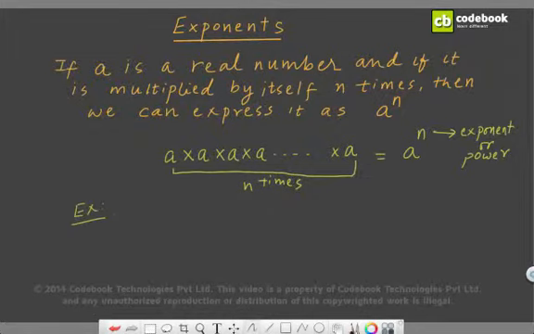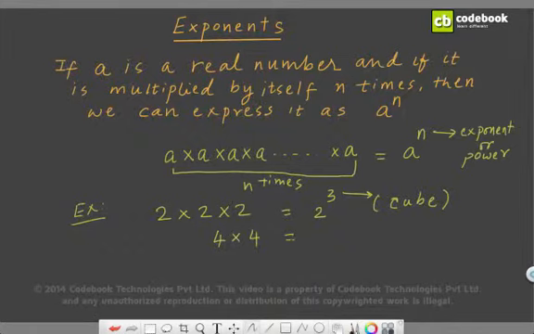So, for example, 2 multiplied by 2 multiplied by 2, 3 times, is represented as 2 raised to the power of 3, also called a cube. And similarly, 4 multiplied by 4 is represented as 4 raised to the power of 2. 2 is called square. So any real number raised to the power of 2 can also be called its square. Similarly, any real number raised to the power 3 is called the cube of that number.